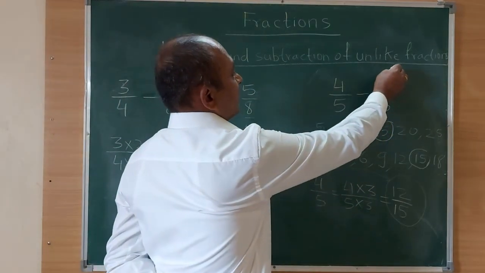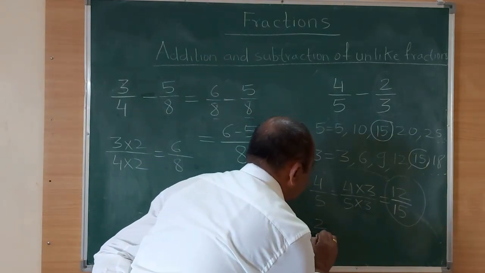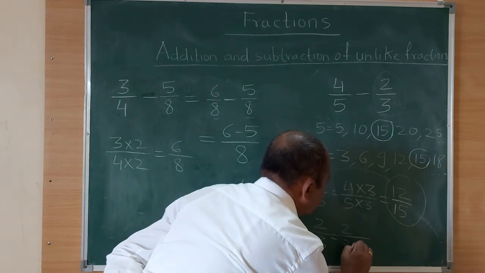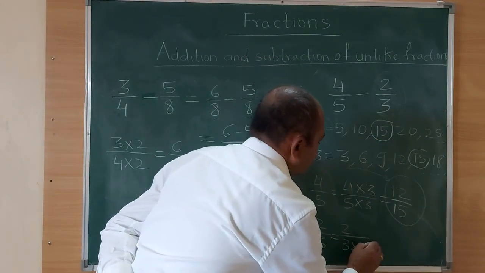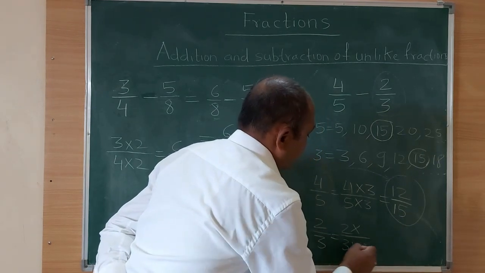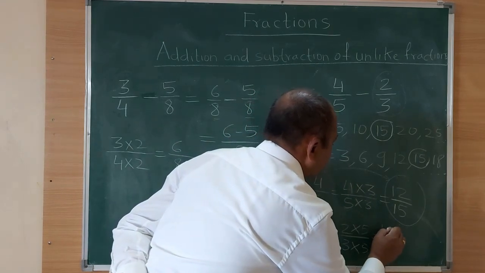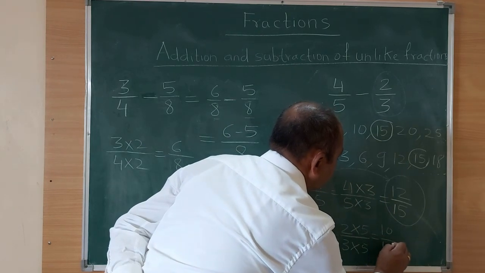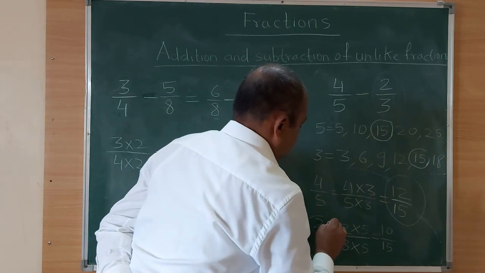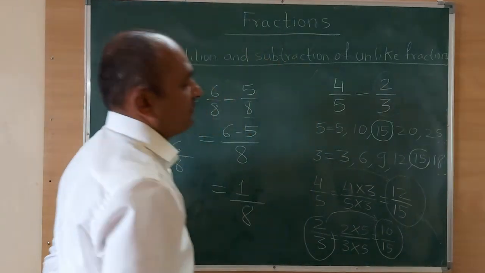Now let me get the equivalent of this fraction, 2 upon 3. So 3, to get 15 I have to multiply it by 5. And when I am multiplying the denominator by 5, I have to multiply the numerator also by 5. So 5 2s are 10 upon 15, because 3 5s are 15. So 2 upon 3's equivalent is 10 upon 15.